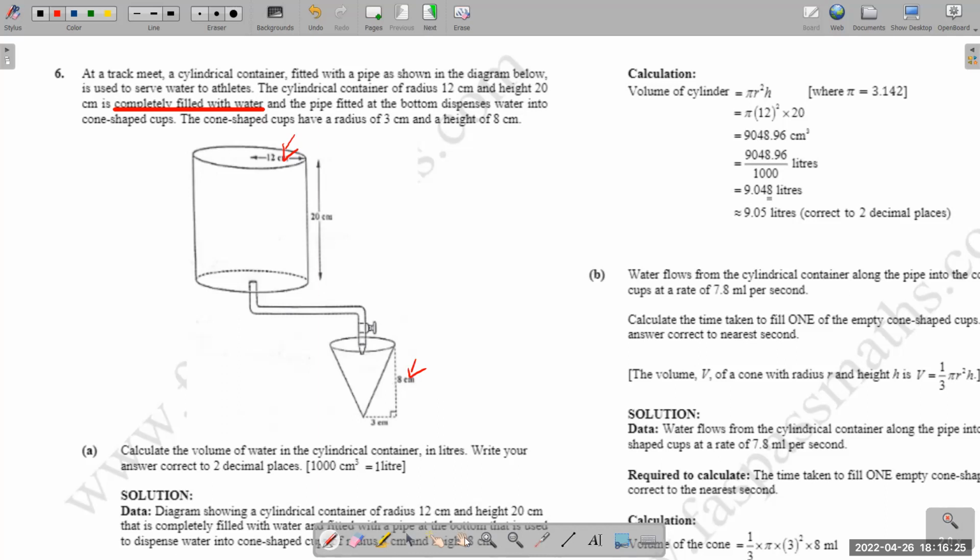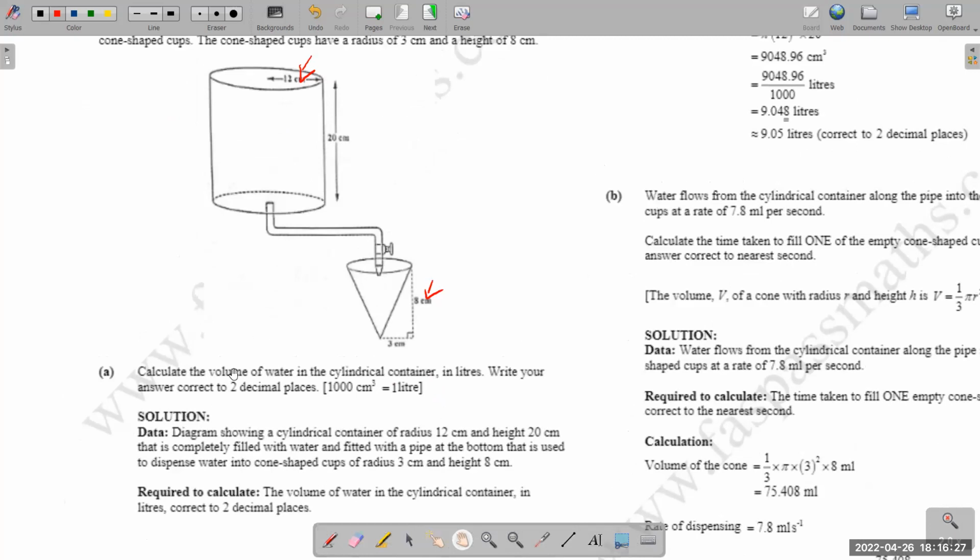Okay, so let's read the first question. The first question says, calculate the volume of water. Let me underline this: the volume of water in the cylindrical container in liters. Everybody see that? In liters. Write your answer correct to 2 decimal places. And look at what they gave us. Luckily for us, they gave us the conversion, but last class I gave y'all this as well. Y'all remember that, where we were dealing with milliliters and centimeters cubed?